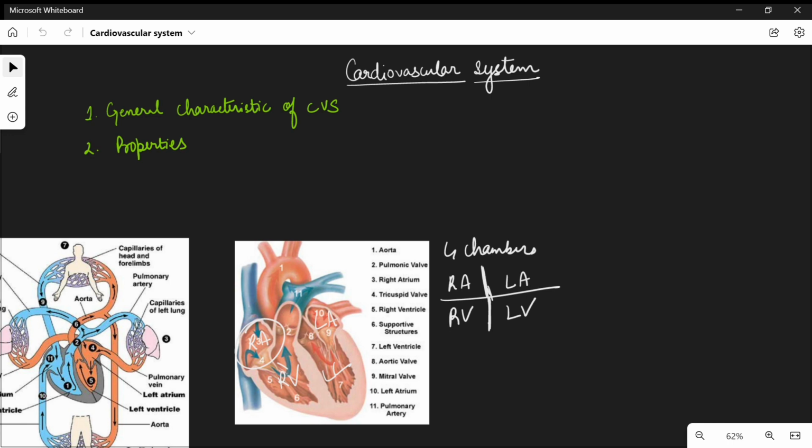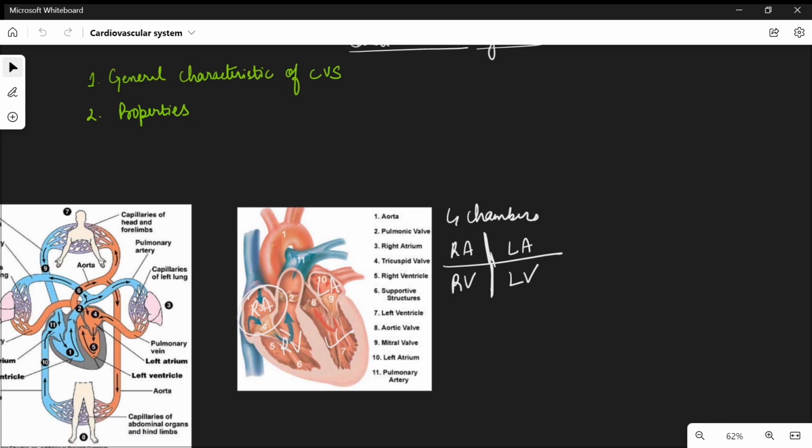Okay, now this is done. Now the main thing to remember here is ventricles are always thicker than atria. In every case, in right ventricle also, in left ventricle also, ventricles are a little bit more thick than the atria, because force of contraction of heart depends upon the muscle.